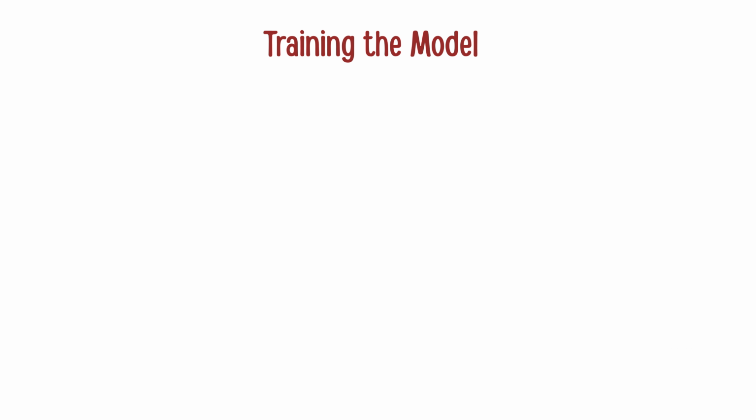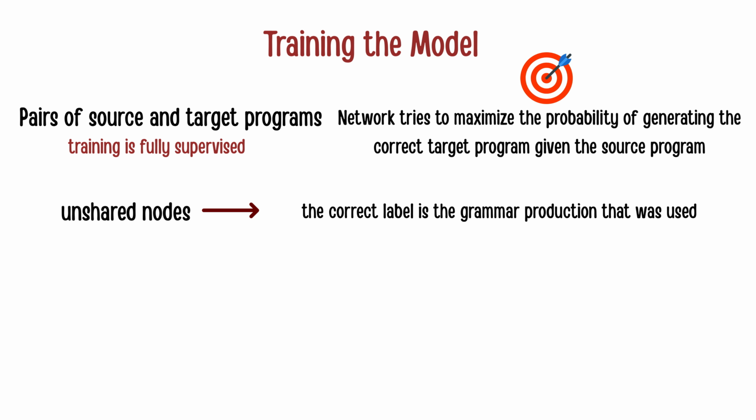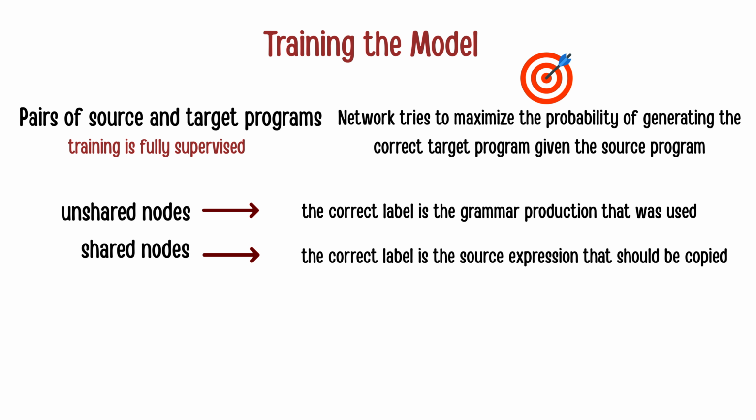Now let's talk about training. The model is trained using pairs of source and target programs. For every training example, the source program is given as input, and the target program acts as the ground truth. The objective is straightforward. The network tries to maximize the probability of generating the correct target program given the source program. Because every node in the target AST has a known correct action, training is fully supervised. For unshared nodes, the correct label is the grammar production that was used. For shared nodes, the correct label is the source expression that should be copied.